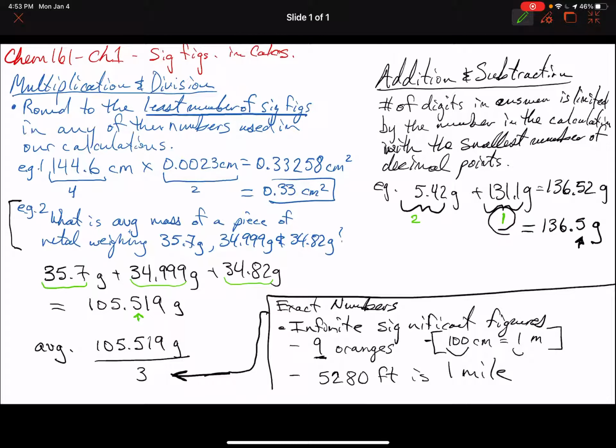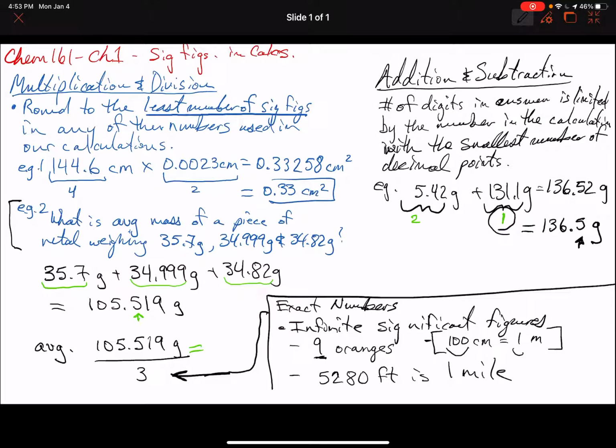Okay? So dividing through here to get our final answer, you would get our sum divided by 3 is going to equal momentarily 35.173 grams as the average, but for a final answer going to that first decimal point, 35.2 grams is our final answer there.